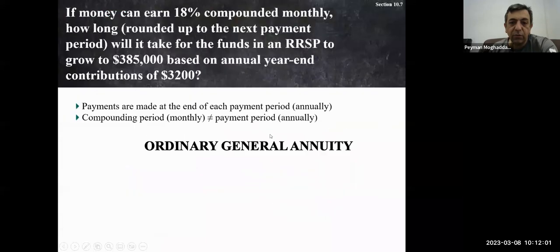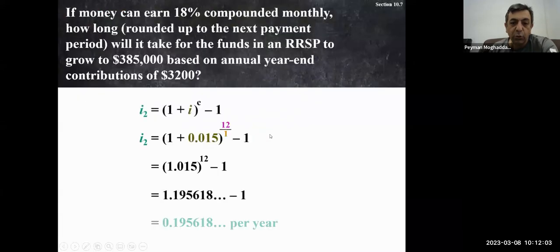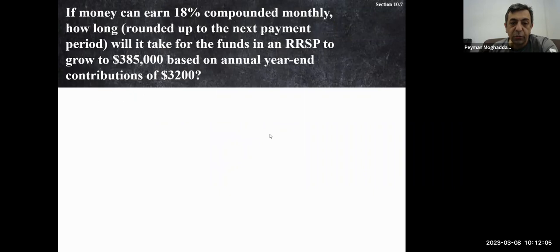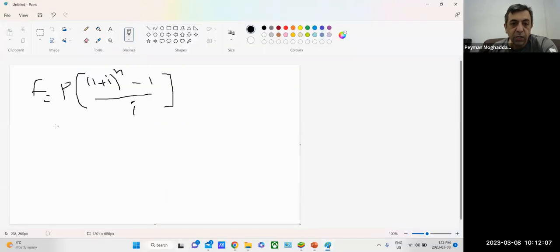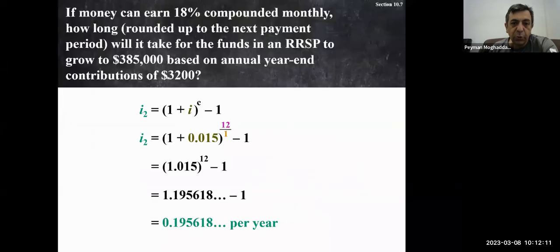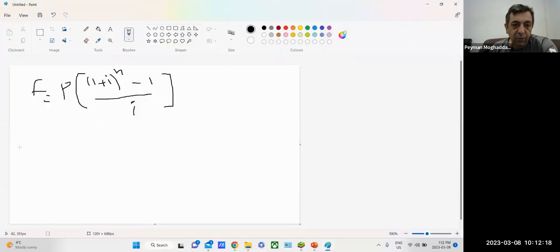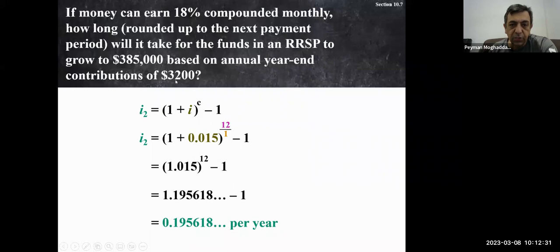Now let's go back to the same equation, and we have I2. It's not i, it's just going to be I2. So this is I2. The whole thing is going to be the same, but it's going to be I2. And now we have the future value growing to $385,000, so I put 385,000. So my future value is equal to the payment, which is 3,200, right?